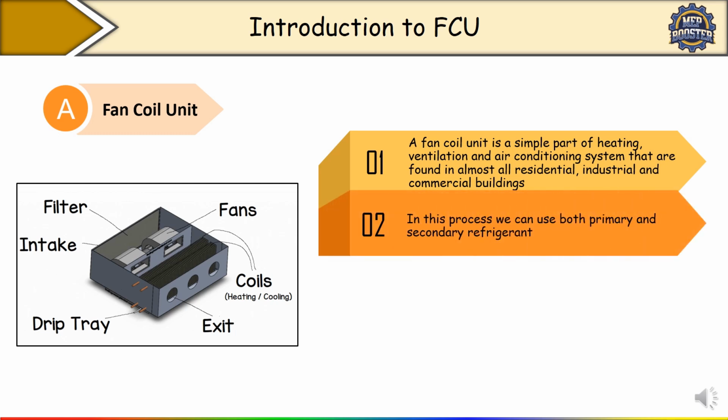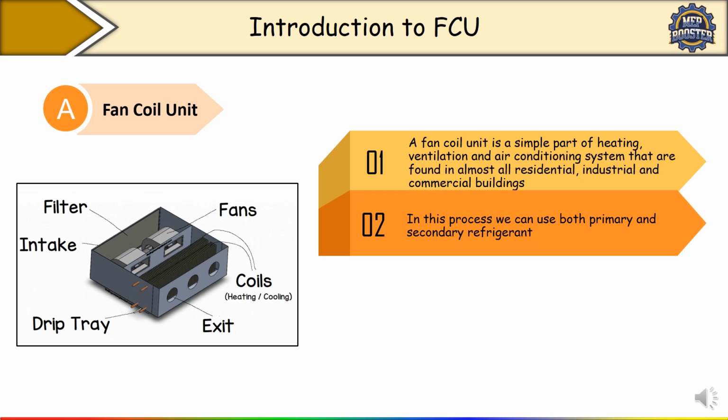In this process, generally we can use both primary and secondary refrigerant. So here what is meant by primary and secondary refrigerant? All of you listen carefully. Primary refrigerant means the refrigerant which changes phase during the cycle. For example, R134A, R410A, tetrafluoroethane. So the refrigerant which changes phase during the cycle, any type of refrigerant which you are using, that is called a primary refrigerant.